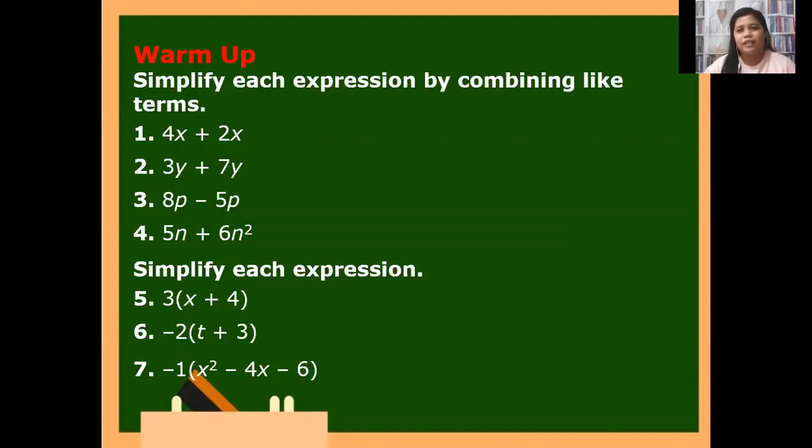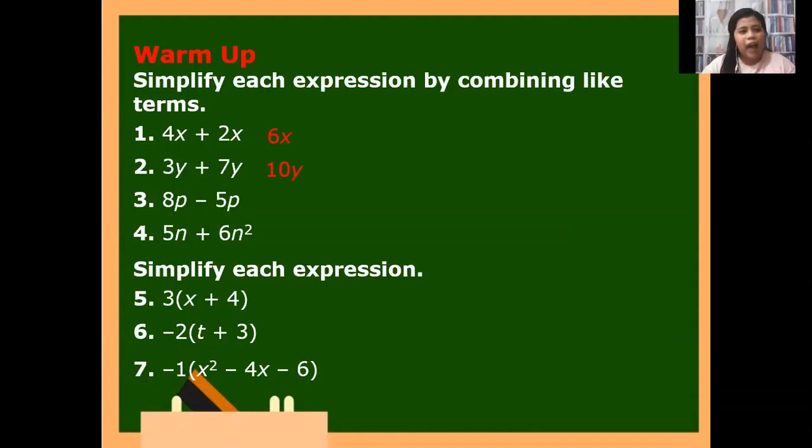We have 4x plus 2x. Since they have the same variable and the exponent of x is 1, an imaginary or invisible one, we can combine them by performing the operation involved, which is addition. So 4x plus 2x, the answer would be 6x. Same process with number 2, 3y plus 7y. We have the same variable and the exponent of y is 1 as well, so we can combine them. So 3y plus 7y, the answer will be 10y.